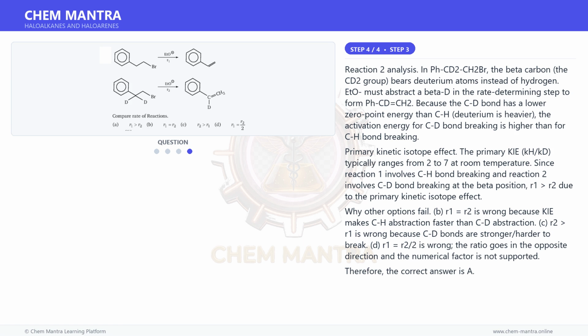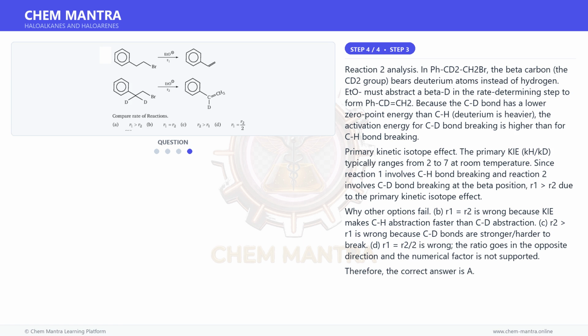EtO- must abstract a beta D in the rate determining step to form Ph-CD=CH2. Because the C-D bond has a lower zero-point energy than C-H, as deuterium is heavier, the activation energy for C-D bond breaking is higher than for C-H bond breaking. Primary kinetic isotope effect. The primary KIE, kH/kD, typically ranges from 2 to 7 at room temperature.